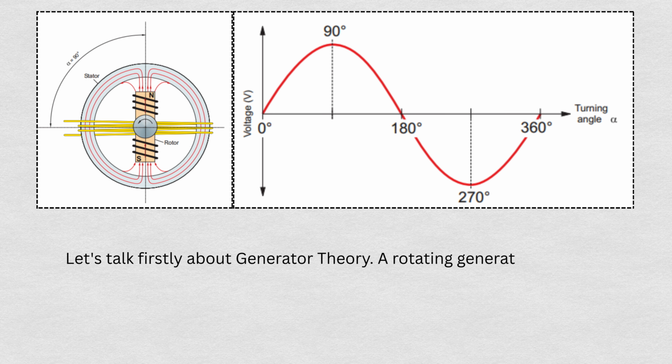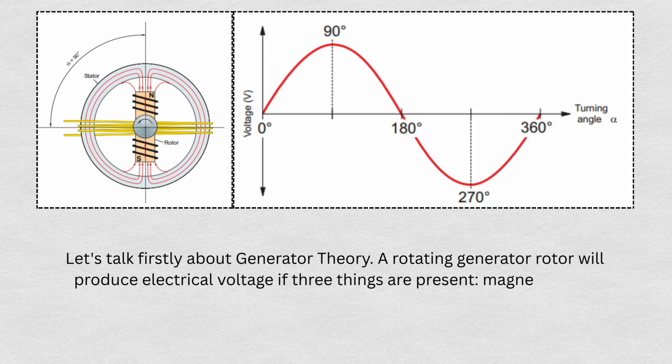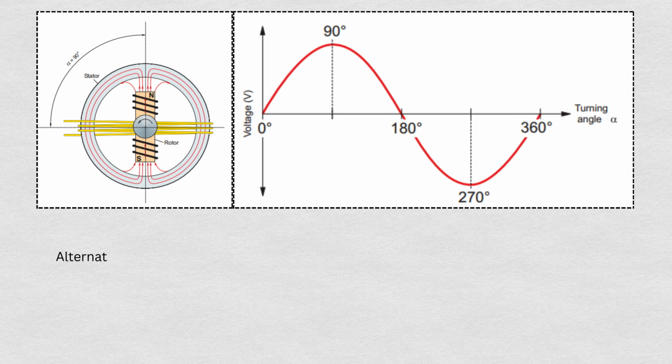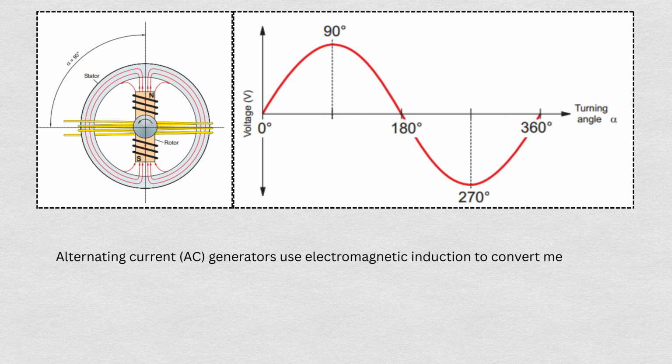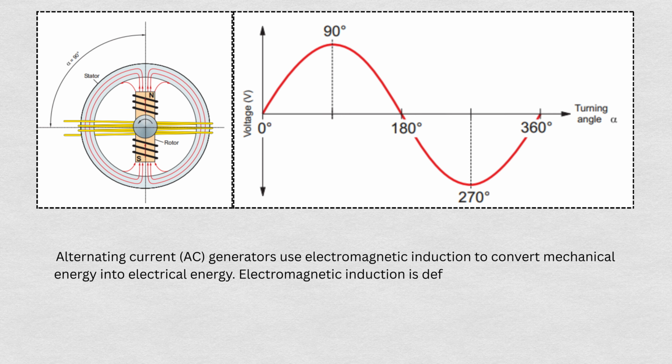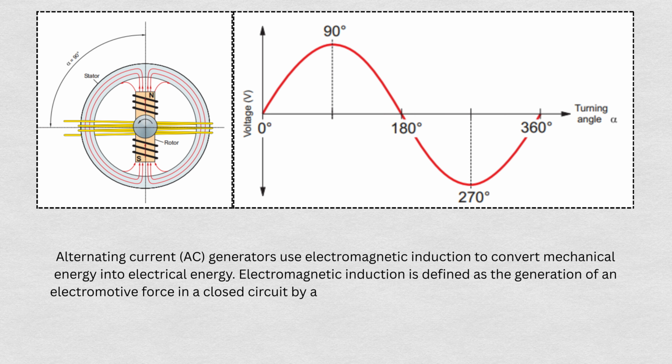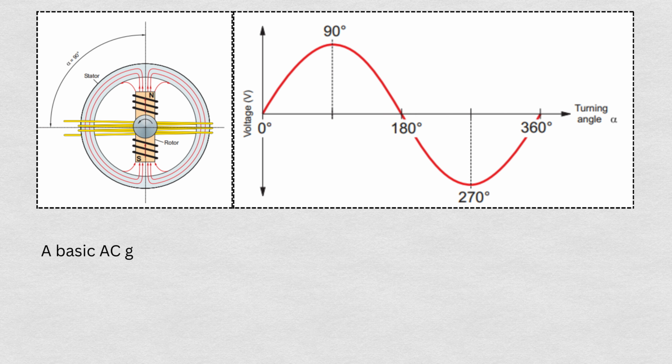A rotating generator rotor will produce electrical voltage if three things are present: magnetic field, conductor, and relative motion between the two. Alternating current, AC, generators use electromagnetic induction to convert mechanical energy into electrical energy. Electromagnetic induction is defined as the generation of an electromotive force in a closed circuit by a varying magnetic flux flow through the circuit. A basic AC generator is made up of a rotor and a stator.